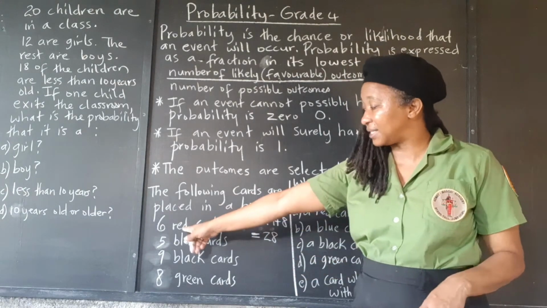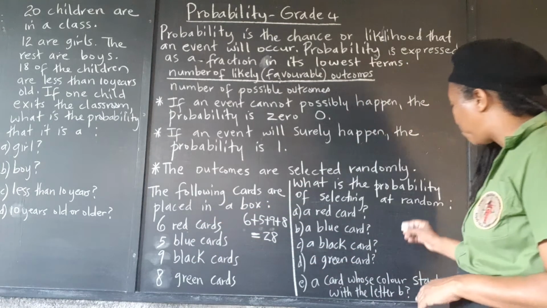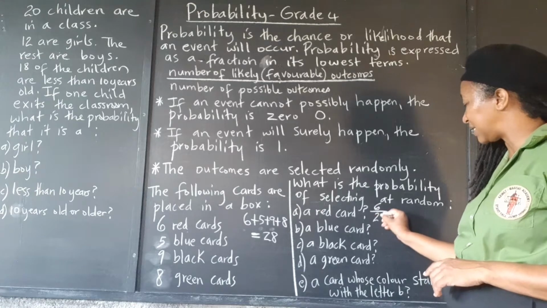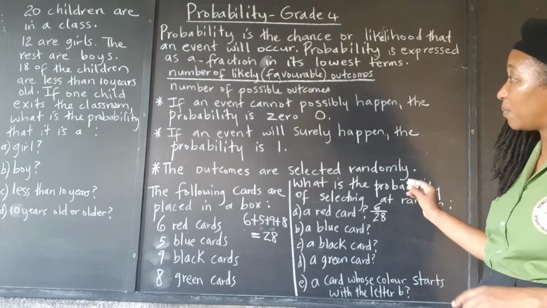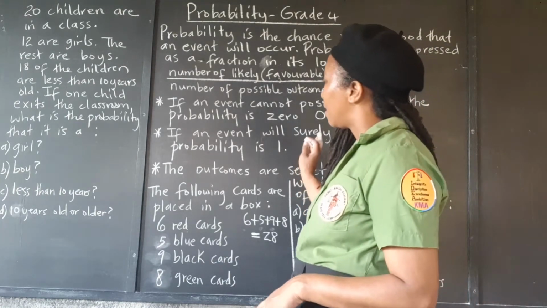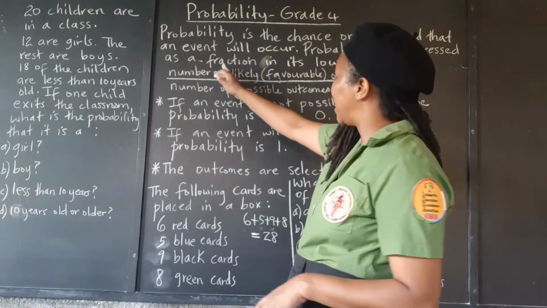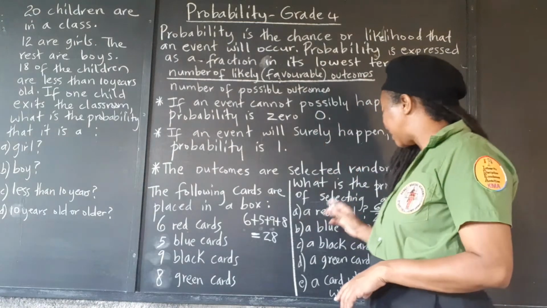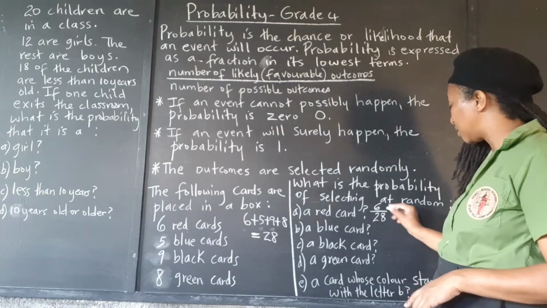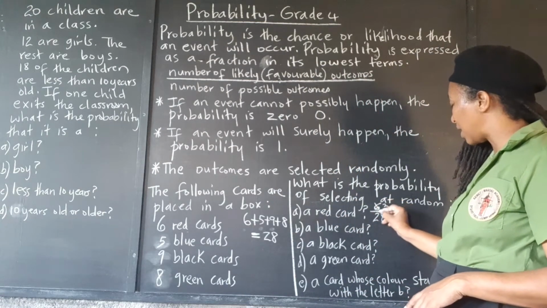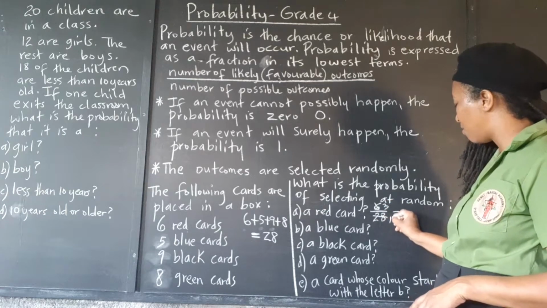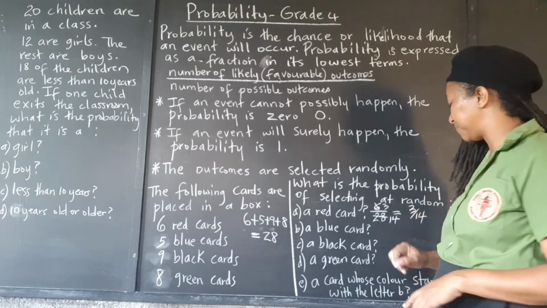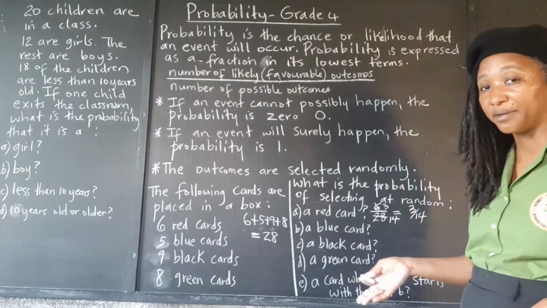Since there are 6 red cards, the probability of choosing a red card will be 6 out of the 28. And remember, we're told it must be expressed as a fraction in its lowest terms. So 6 over 28 can be reduced. 2 into 6 is 3, and 2 into 28 goes 14. So the probability is 3/14 for the red card.